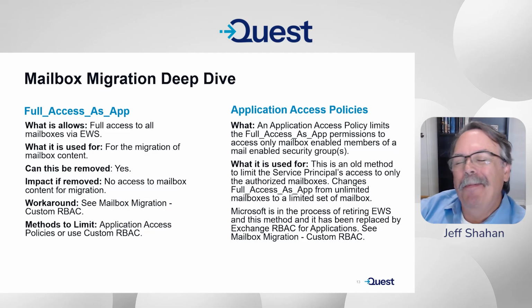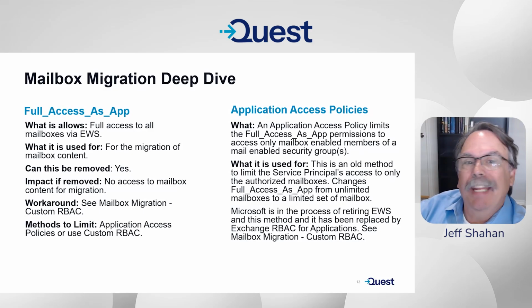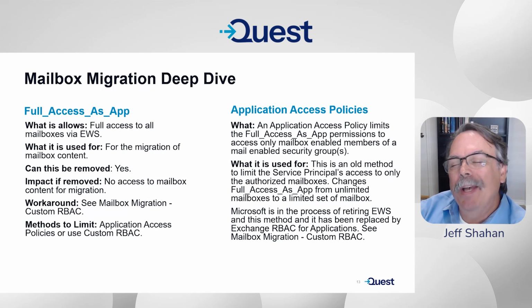So digging deep on the other 2 core consents, we have full access as an application. That allows the application to access all mailboxes unlimited within the Exchange directory. You can use an application access policy in order to limit what mailboxes the application can see. And once you've implemented an application access policy, the application can't see any more mailboxes than what you've defined in those groups. You should know that Microsoft is retiring EWS access.